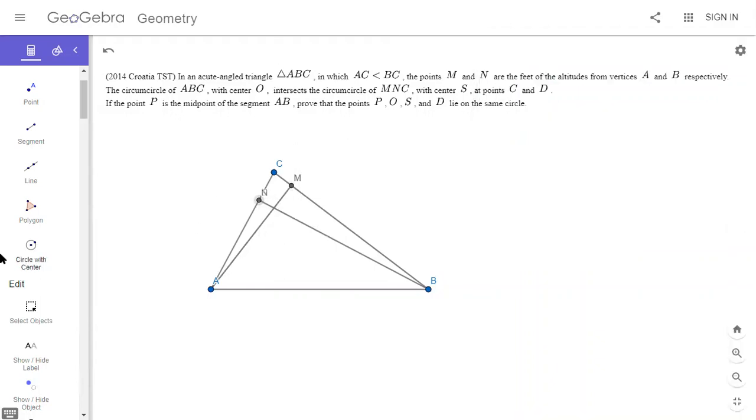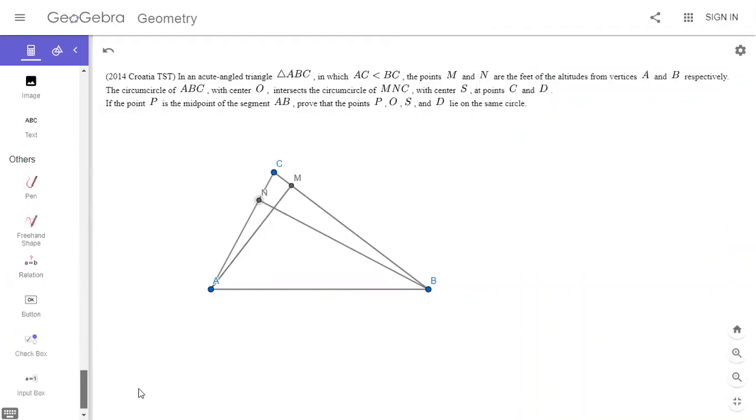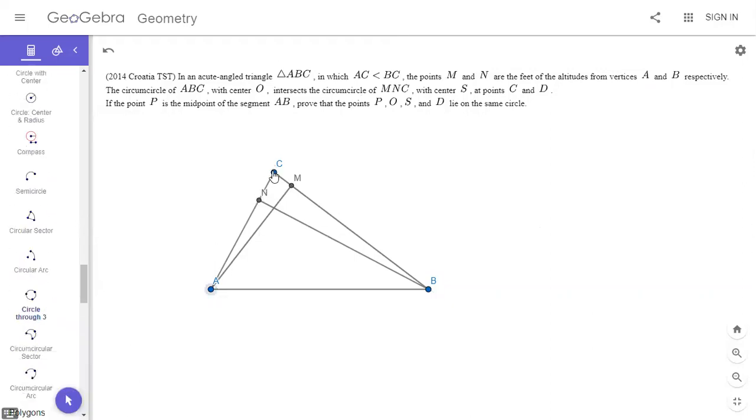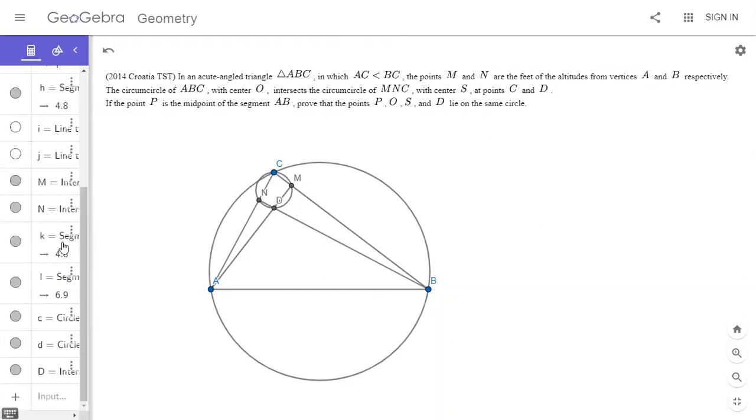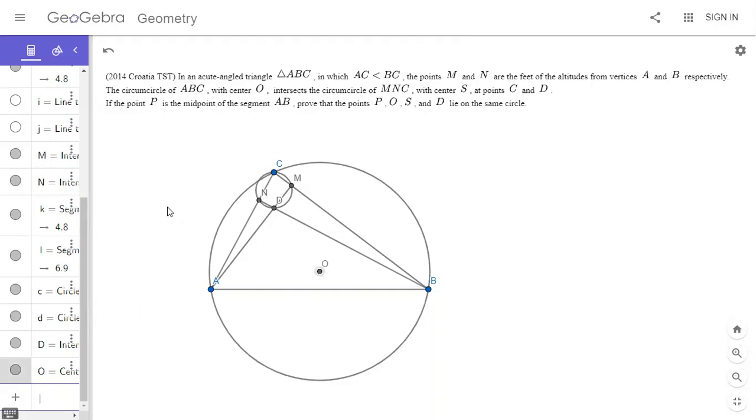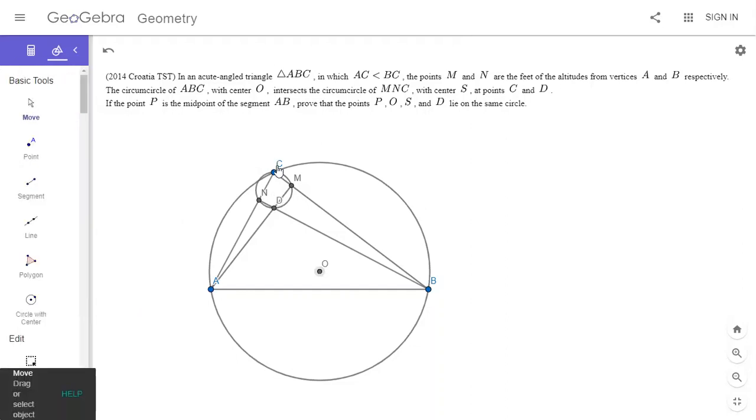Okay. The circumcircle of ABC has center O. This kind of looks like a spiral similarity in a way. And the circumcircle of M and C obviously passes through the orthocenter. Yeah, the other center is obviously the midpoint of CB.